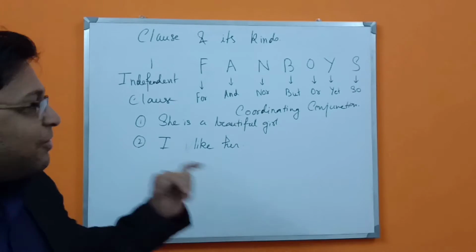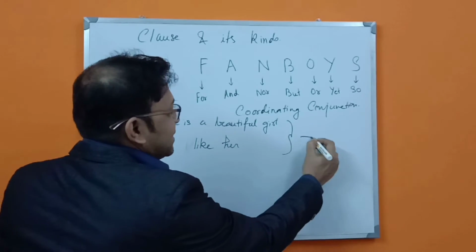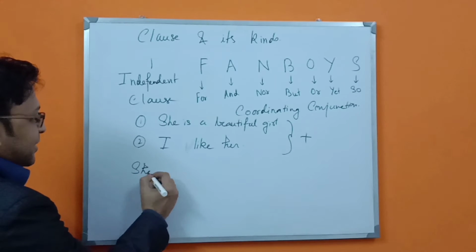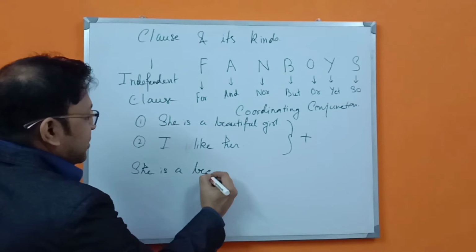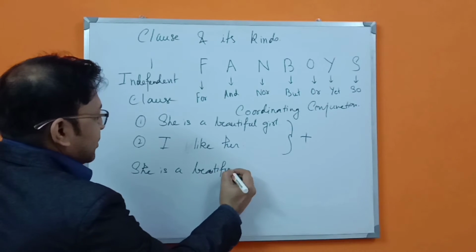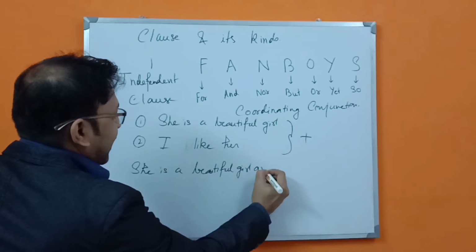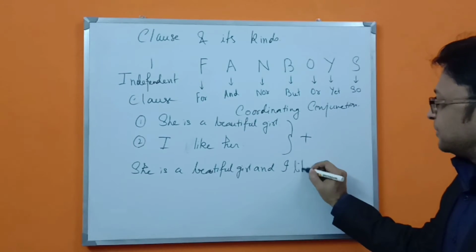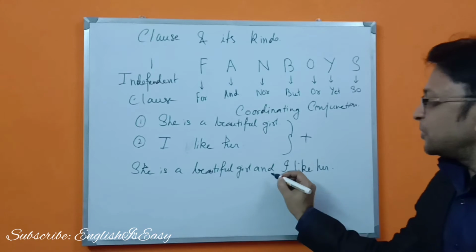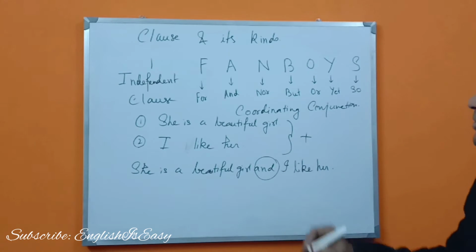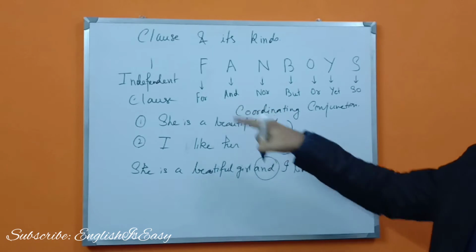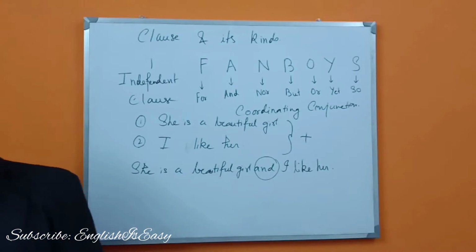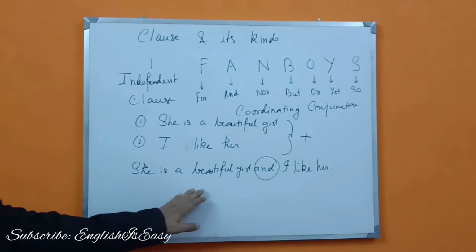Now how am I going to join both these sentences? Simply: she is a beautiful girl, and I like her. So here I am joining the sentences by using "and". See this? By this way the sentences are going to be joined, and it is very simple.